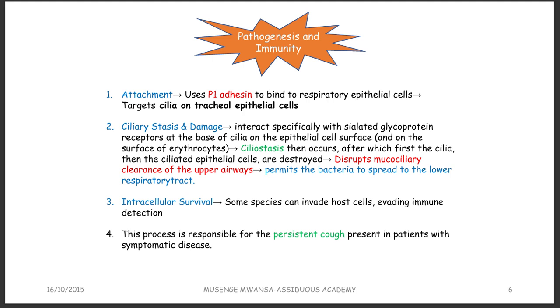So it will end up going to the lower respiratory tract, and then they will be able to enter the cells. The species will invade the host cells, and then they'll be able to survive in the cell. So this process is responsible for the persistent cough present in patients with symptomatic disease.